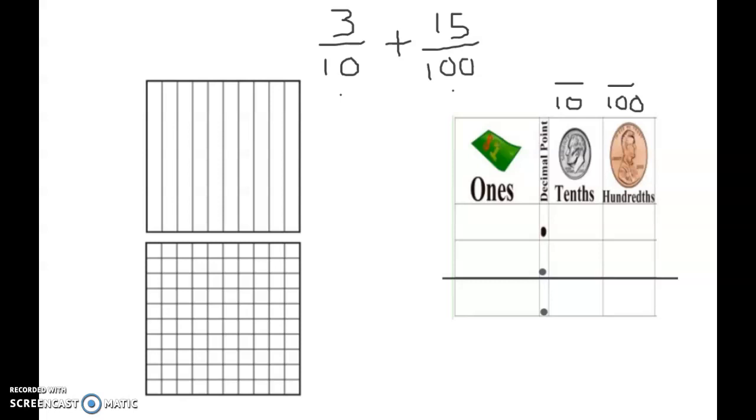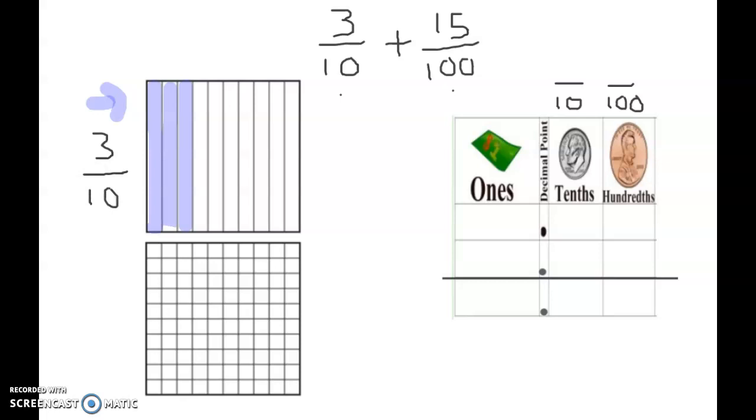So let's model our 3/10. I'm going to look at my tenths model because my denominator tells me that I'm looking for 10 equal pieces, and I'm going to shade in 3/10. I can tell that this model right here is broken up into 10 equal pieces, so I'm going to go ahead and shade in 1, 2, 3/10 there. So I know this model represents 3/10.